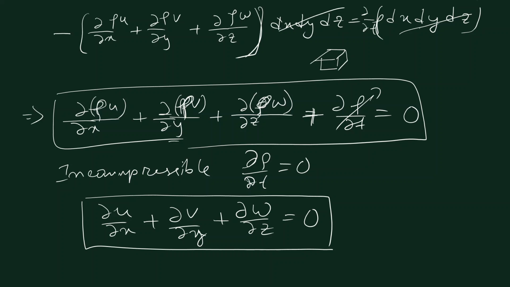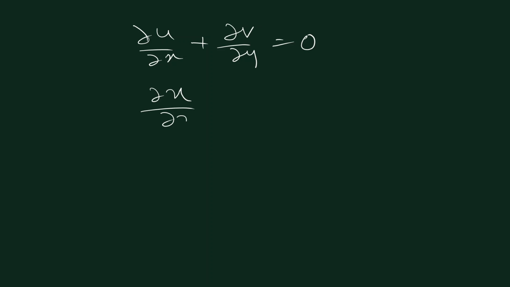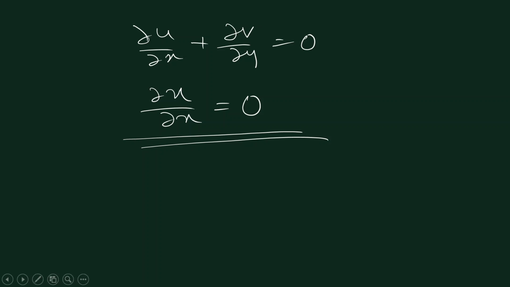Now for 2 dimensions, we can write this equation. We can ignore any one of the dimensions. For this example, we can ignore the z direction. So the equation becomes del u by del x plus del v by del y equals 0. And if you only consider one dimension, then del u by del x is 0. So this is the continuity equation.